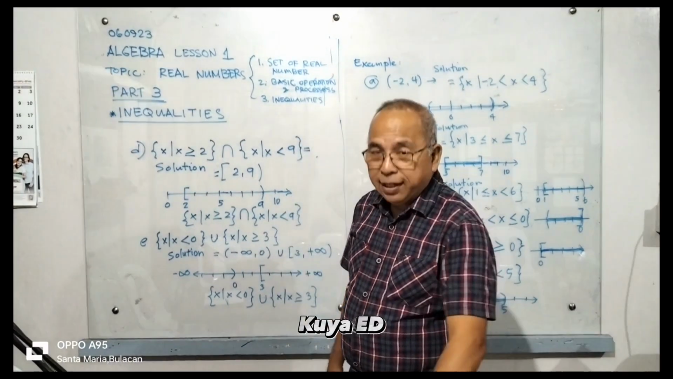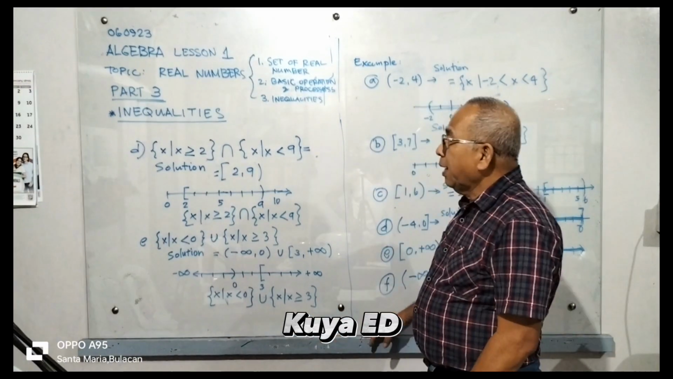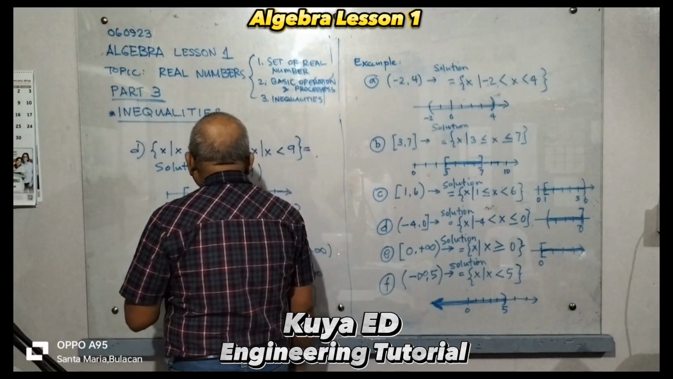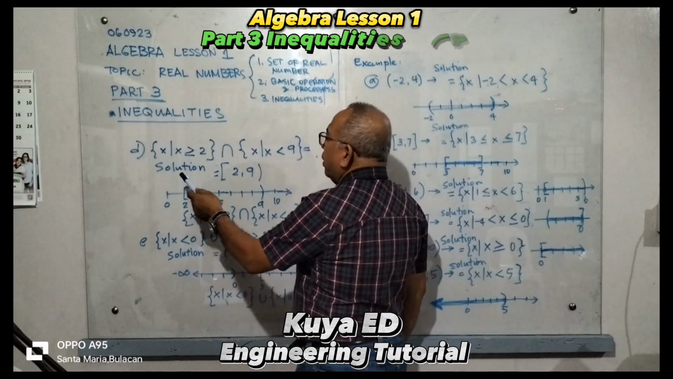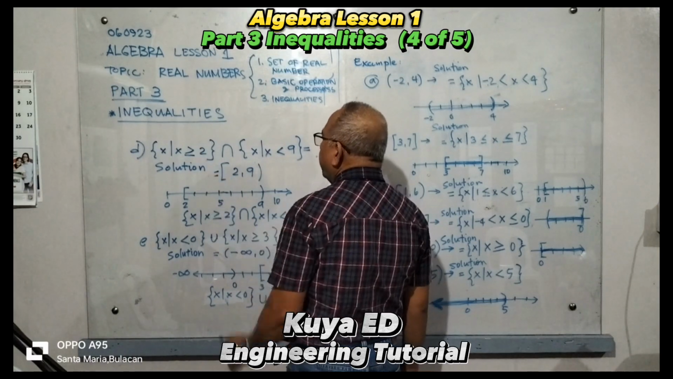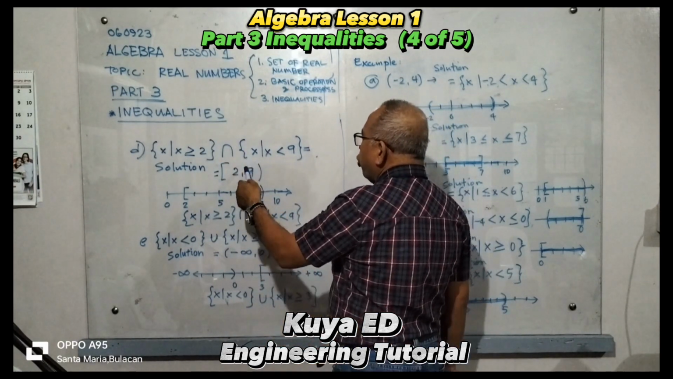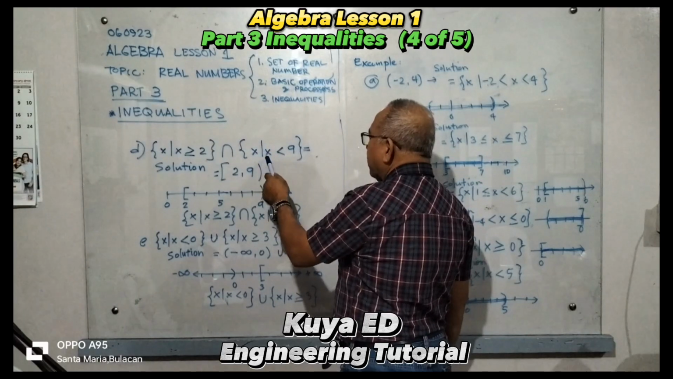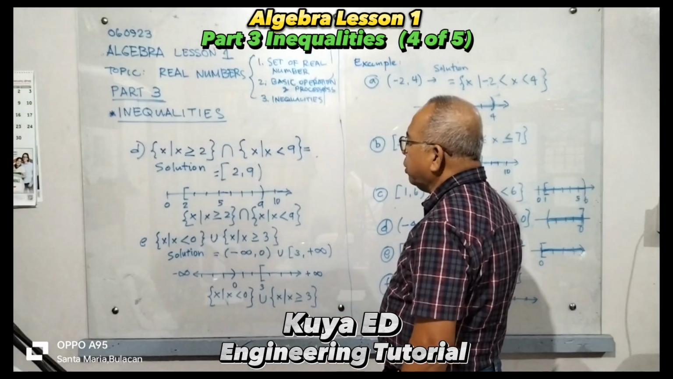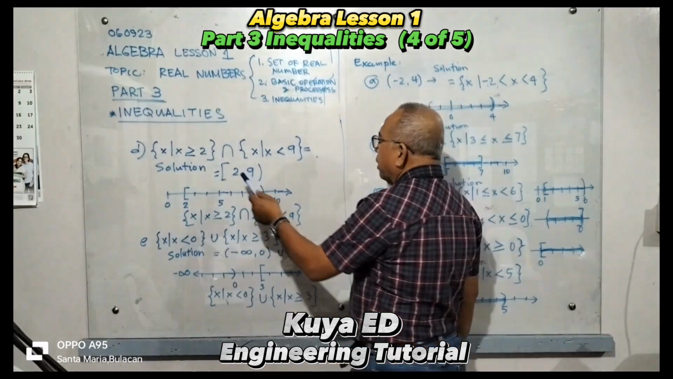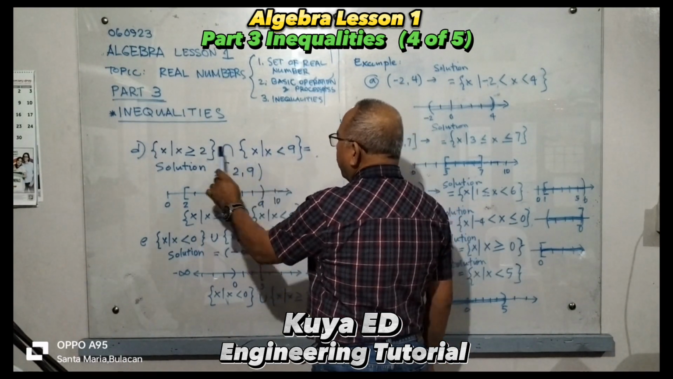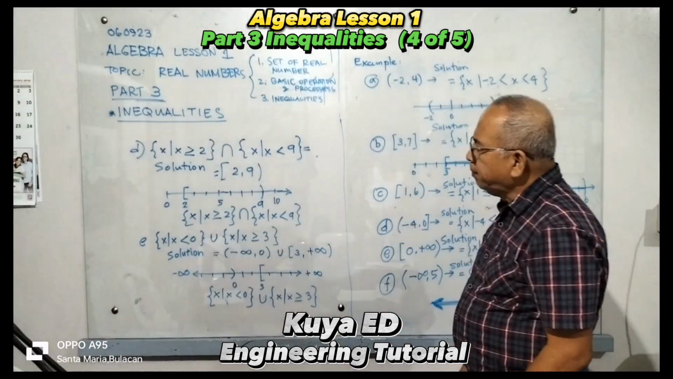Okay, so patuloy tayo sa ating pag-aaral at dito ating tingnan yung another example. We have the set of x such that x is greater or equal to 2, then intersection x such that x is less than 9. So the solution is now, actually, it is referred to 2 and 9. No? So, it is within. So, ibig sabihin, nasa loob.